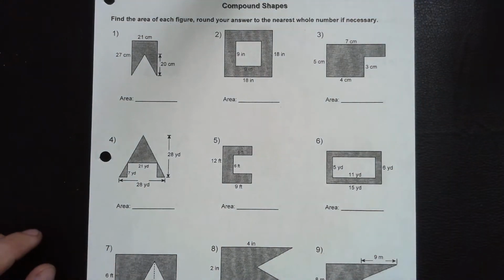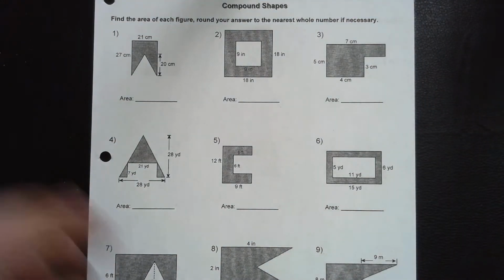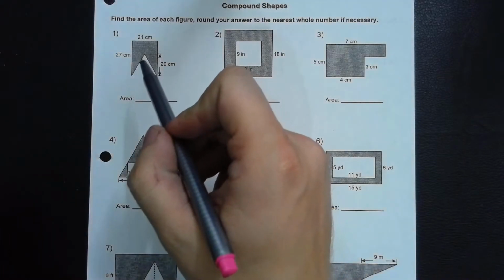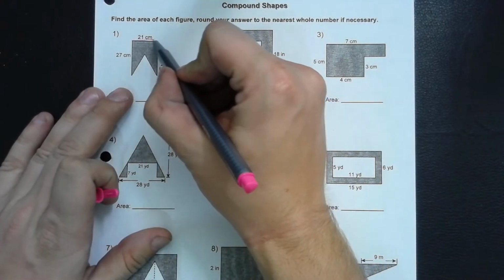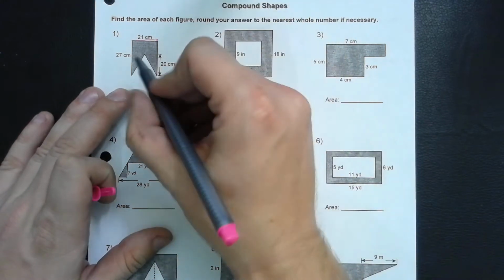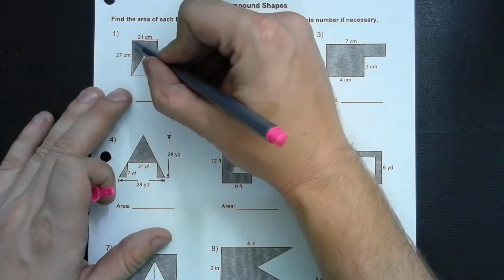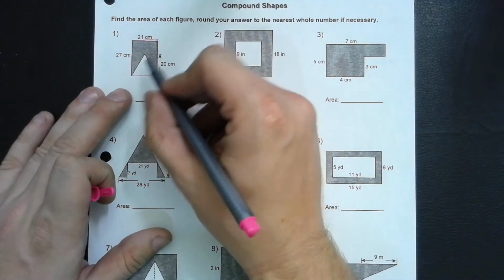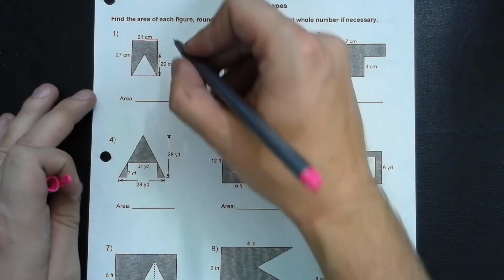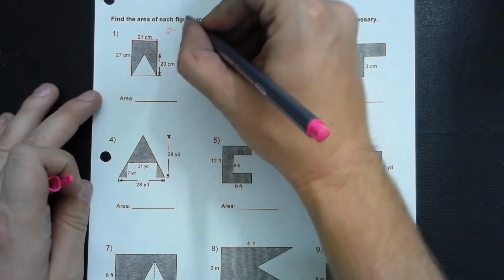For starters, you have to find the area of the entire shape. So for example, number 1, we can see the general shape was supposed to be a rectangle at one point. But we can see that a triangle was cut out. So step number 1, we need to find the area of the rectangle.